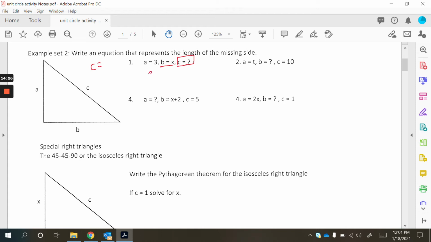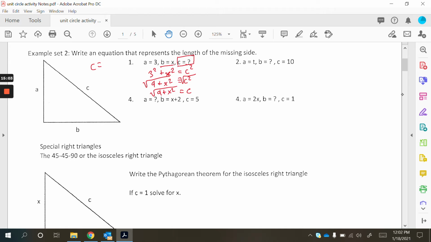All right, so let's set this up. a squared plus b squared equals c squared. All right, so I'm going to go ahead and simplify that. Final step is I just need to get only c, so I need to take the square root of both sides. So we end up with c equals the square root of 9 plus x squared. There's our equation that finds c.